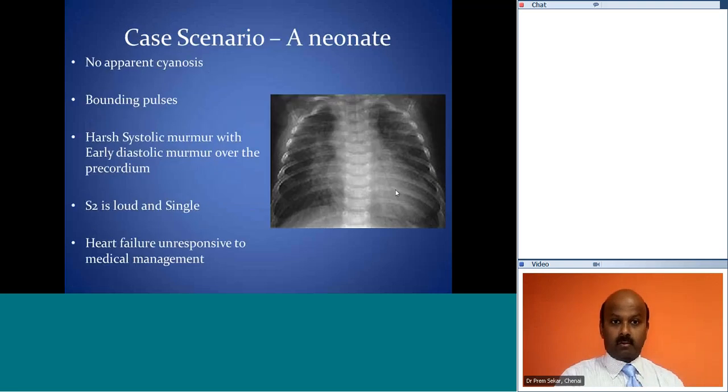So let's start off with this slide. This is a case scenario of a 3-week-old neonate. I would like you to run through the findings given on the right side of the screen and the X-ray, and give me your diagnosis.